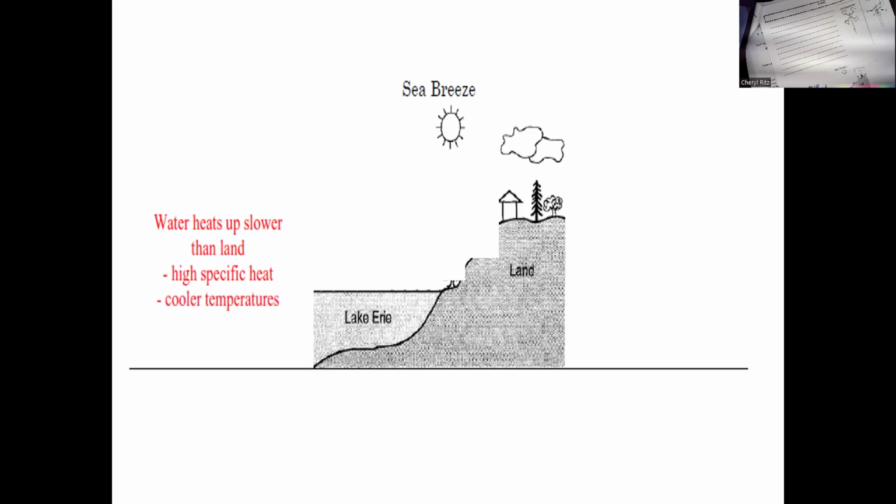Because water's going to heat up slower, it's going to be colder than the land. So that's the third bullet, cooler temperatures. Sorry, it's going to be hotter than... it's going to be cooler than the water. I did it again. You're right. I'm going to try one more time. Because the water heats up slower, the water is going to be colder than the land. Said it right this time.